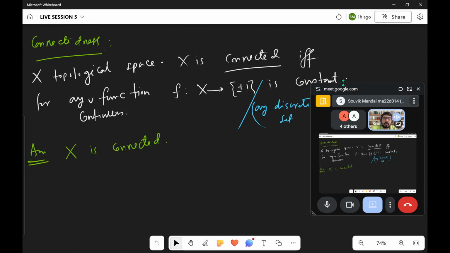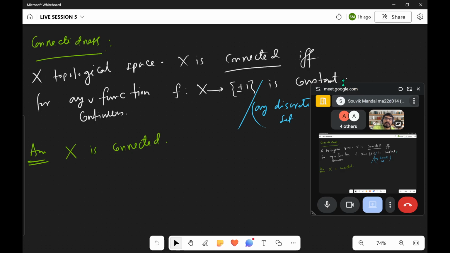Okay, how to do that? Say if x is not connected. So there must exist, by definition, two or more disjoint open sets whose union is x. So there are two directions of this proof of this theorem, right? What direction do you want to prove first?